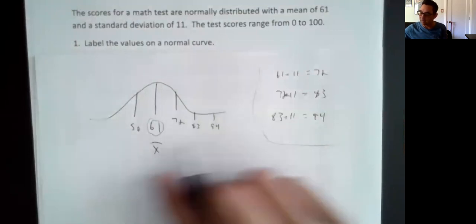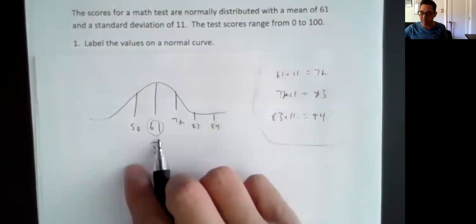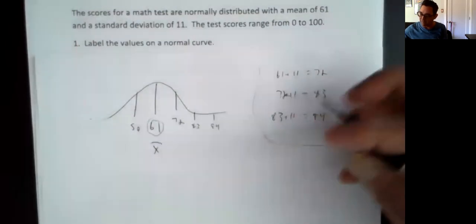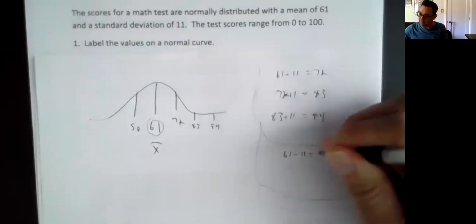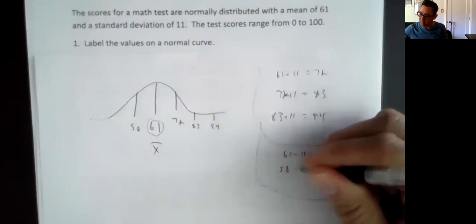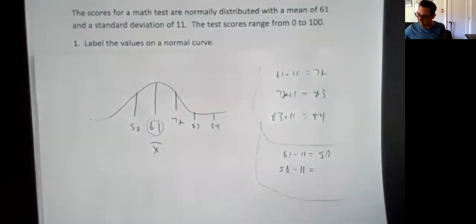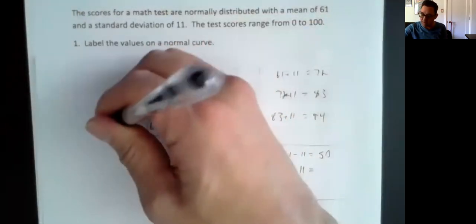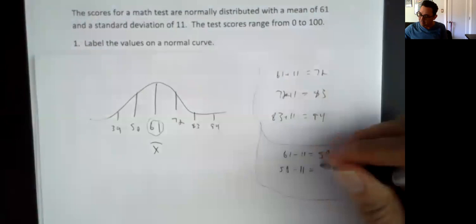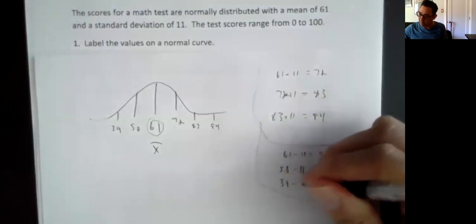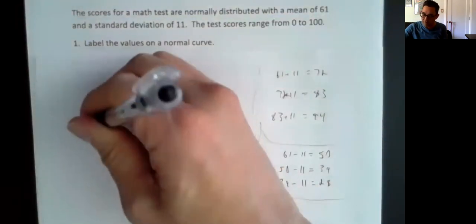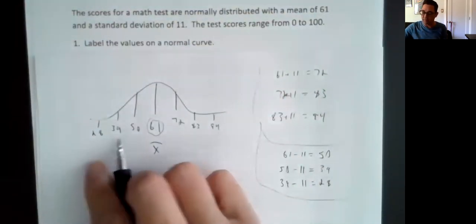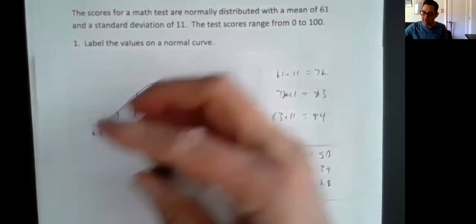Now I got to do the same thing, but instead of adding 11, I'm going to subtract 11. So 61 minus 11 is 50. So here's some extra scratch work. 61 minus 11 got me 50. To get the next number, 50 minus 11, and that is going to be 39. All right. And then take 39 minus 11, and I am going to get 28. And then I stop there, because once I get to 3 numbers below my mean, that's it.